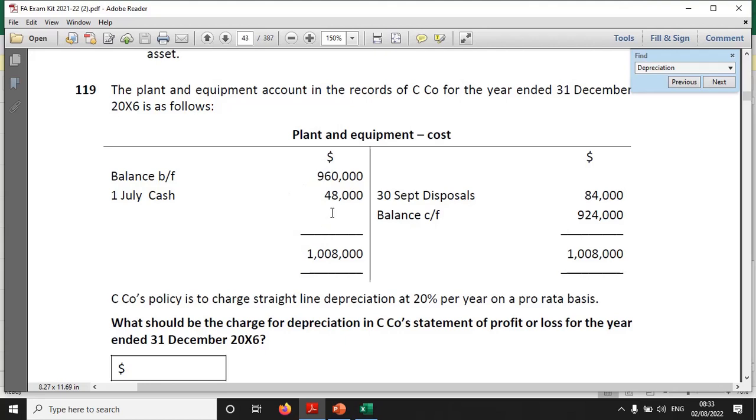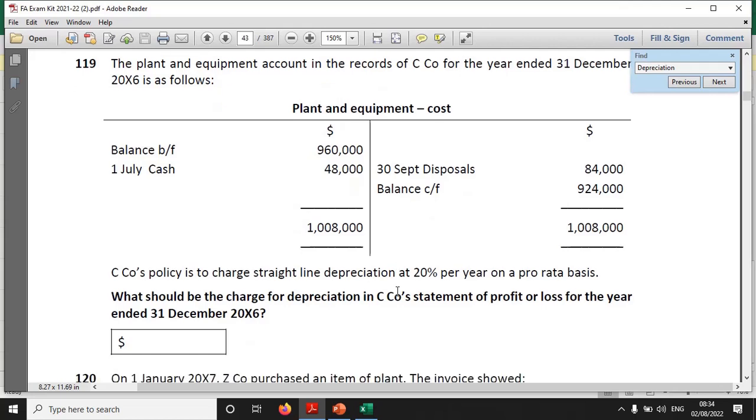The opening balance in our T account, I hope you can see that number there. Then we have got some assets that potentially could have been bought during the year, costing how much? 48,000. In the BPP book, they use additions. And we disposed of some assets valued at how much? 84,000. And the closing balance is that number there. And the question is saying, further, C Company's policy is to charge straight line depreciation 20% per year on a pro rata basis. You know, when they say pro rata basis, it means depreciation must be calculated on a monthly basis.